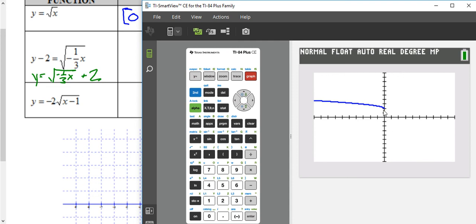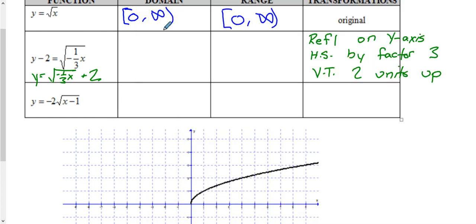So we have a horizontal stretch by a factor of 3 and we are reflected. So my domain on this one is going from negative infinity all the way up to 0. My range is from positive 2 going up to infinity there. So my domain first is going from negative infinity all the way up to 0, and my range is starting from positive 2 going all the way up to positive infinity.